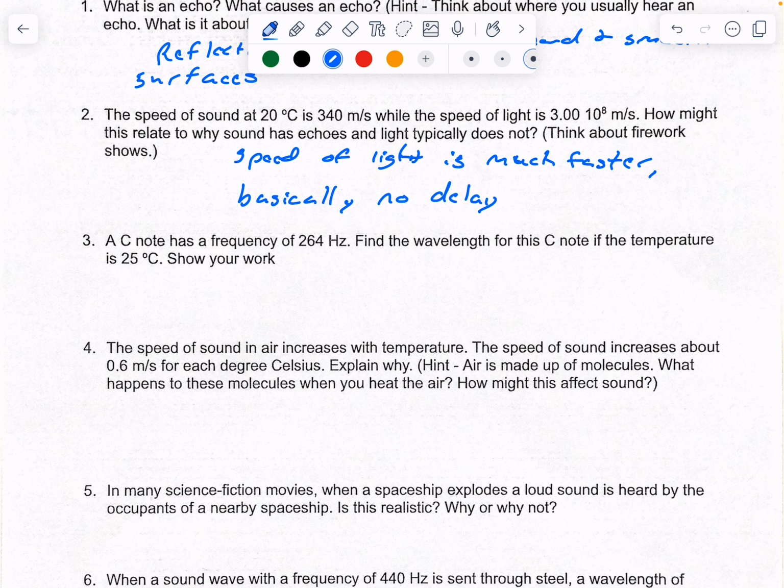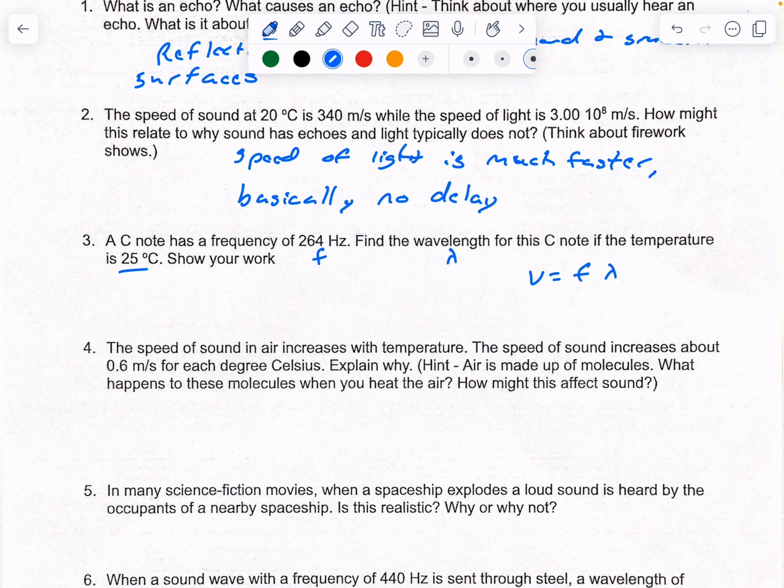Number 3, a C note has a frequency of 264 hertz. So there's f. Find the wavelength. So you're looking for wavelength, if the temperature is 25 degrees Celsius. So I have a temp. Right now I'm looking for wavelength, and I have frequency. So I'm probably going to do this one.